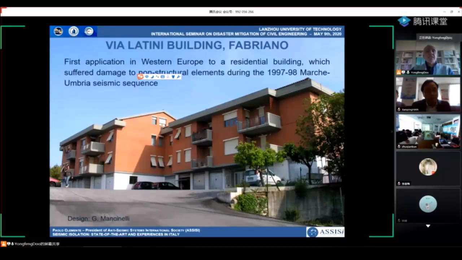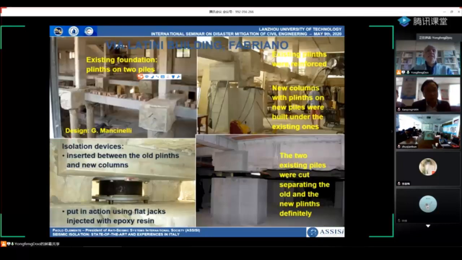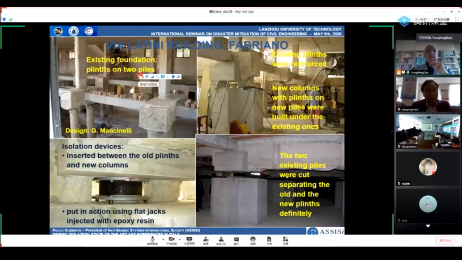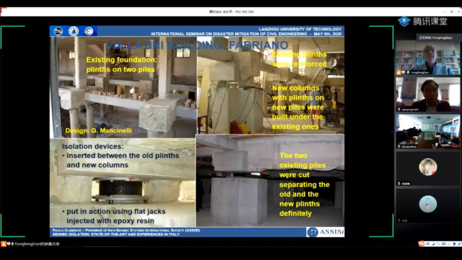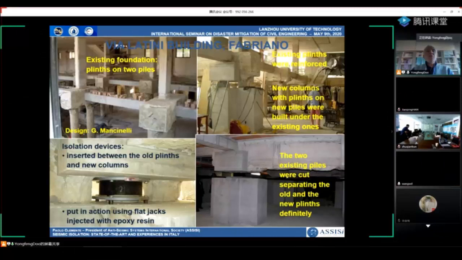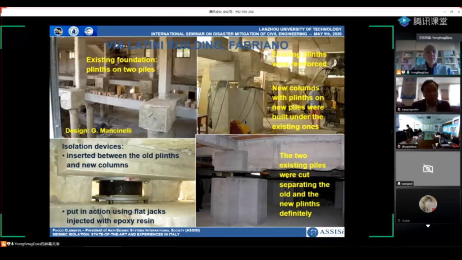In this case, a new sub-foundation was realized, and we can see the main steps of the work from this slide. The existing foundation was composed of plinths and 2 piles, as you can see from the left top. Each existing plinth was reinforced. A new large column with a new plinth was realized under the existing one, and then the isolator device was inserted between the old plinth and the new column, and it was put in action using flat jacks injected with epoxy resin. The 2 existing piles were finally cut, separating definitively the old and the new plinths, as you can see from the last picture on the right bottom.